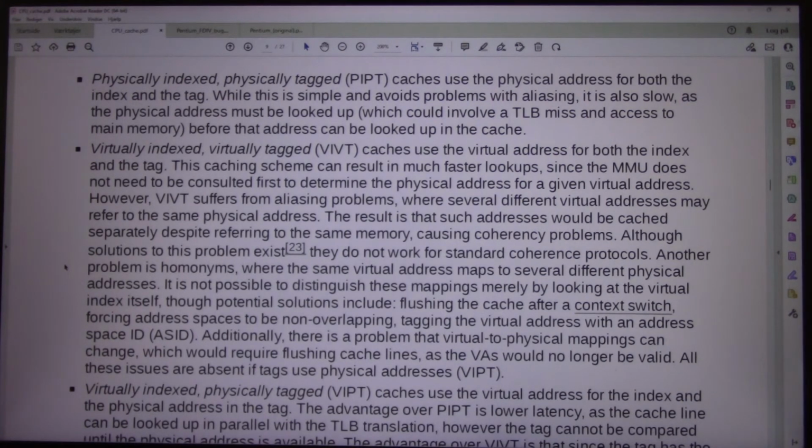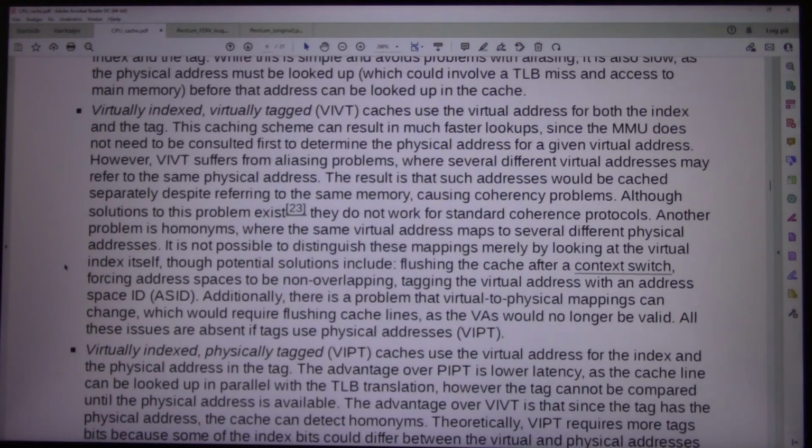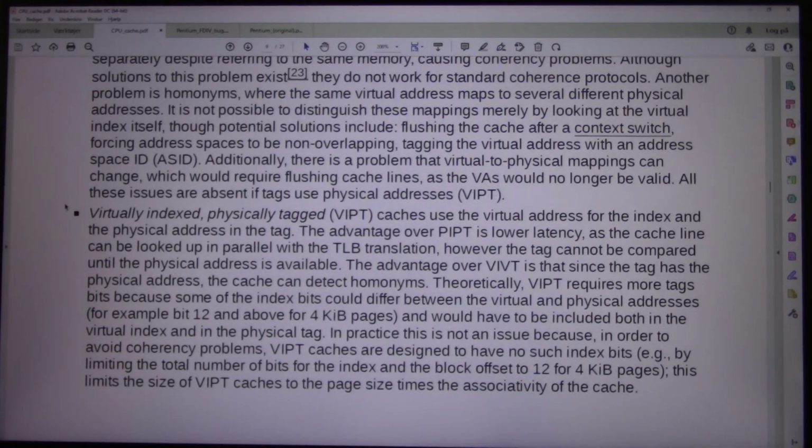Another problem is homonyms, where the same virtual address maps to several different physical addresses. It is not possible to distinguish these mappings merely by looking at the virtual index itself, though potential solutions include flushing the cache after a context switch, forcing address spaces to be non-overlapping, and tagging the virtual address with an address space ID, ASID. Additionally, there is a problem that virtual to physical mappings can change, which would require flushing cache lines, as the VAs would no longer be valid. All these issues are absent if tags use physical addresses, VIPT.